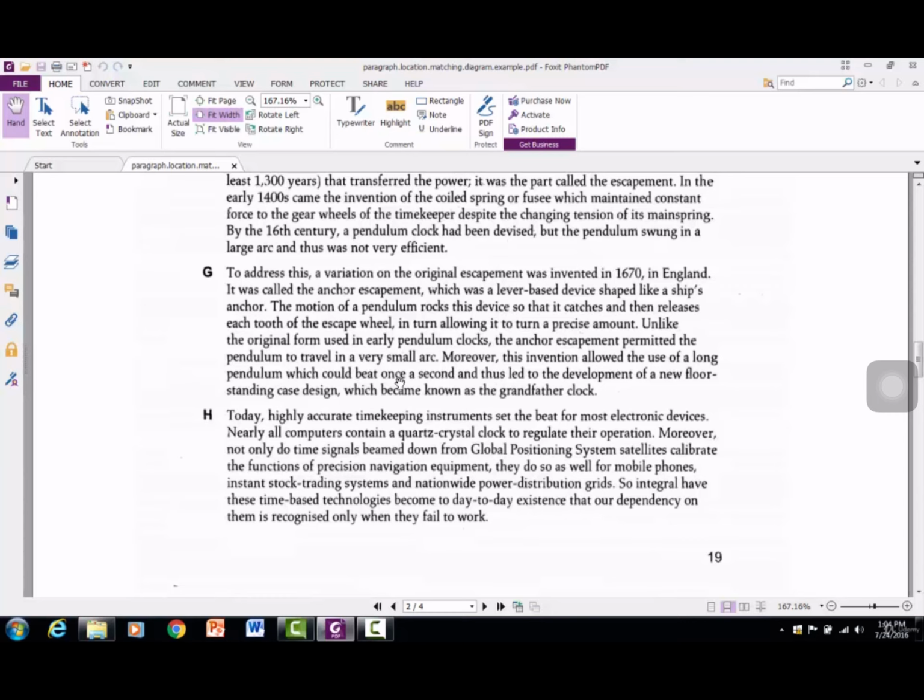Once a is a synonym for each. So the answer for number 13 is second. And what language comes right before which could beat? Long pendulum, right? Moreover, this invention allowed the use of a long pendulum, which could beat once a second. So the language right before which could beat is long pendulum. So that's the answer for number 12. And also we have the synonym language for each. Once a is a synonym for each. And so the answer for 13 is second.